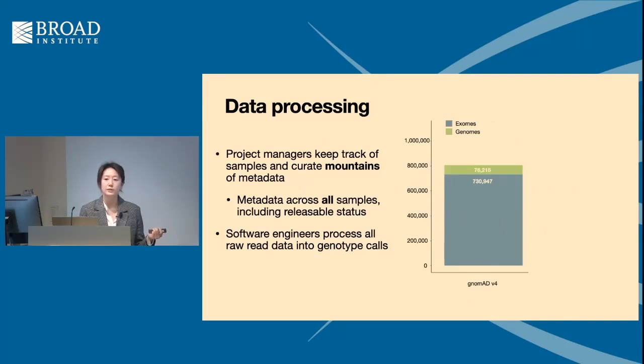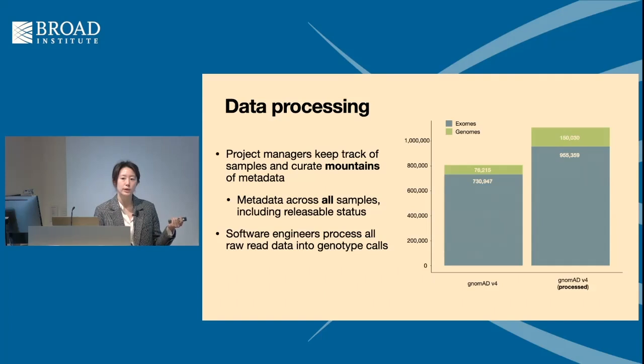So the gnomAD v4 database has over 800,000 samples. This plot here is showing the number of individuals in gnomAD colored by their data type. But this is the number of releasable samples that we were able to include in the final product. To create gnomAD v4, we actually had to process over 1 million samples. So this means that the genomic platform had to sequence all 1 million samples. Then project managers had to keep track of each sample and the mountains of metadata associated with the samples, including multiple compliance steps to make sure that we could actually include these samples in our data set.